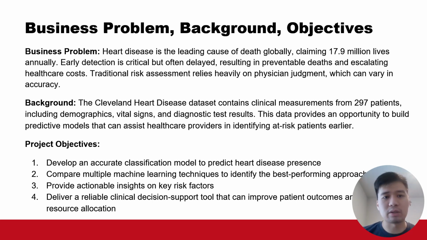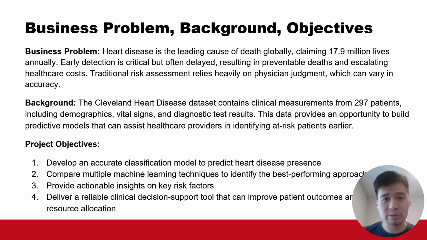Now, let's look at the background on the data. I used the Cleveland Heart Disease dataset, which contains clinical measurements from 297 patients. This includes demographics like age, sex, and vital signs like blood pressure and heart rate, and various other diagnostic test results. Now, this rich dataset provides an excellent opportunity to build predictive models that can assist healthcare providers in identifying at-risk patients much earlier in the disease process.